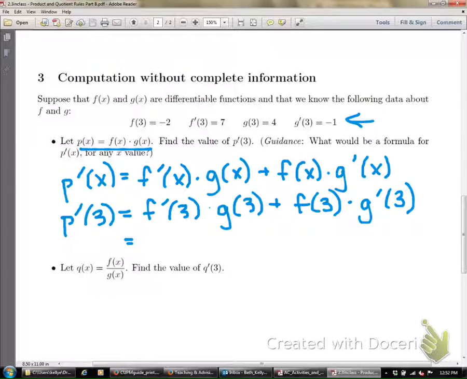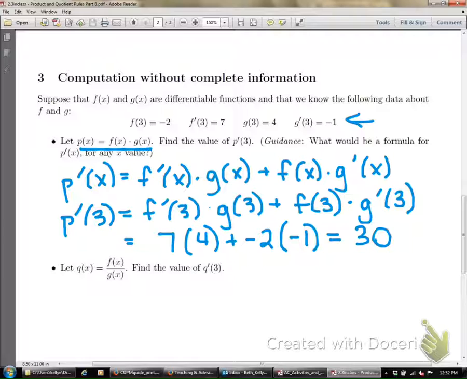F prime of 3 is 7, and g of 3 is 4, plus f of 3 is negative 2, and g prime of 3 is negative 1. So total, I have 28 plus 2, which is 30. And there's my answer.